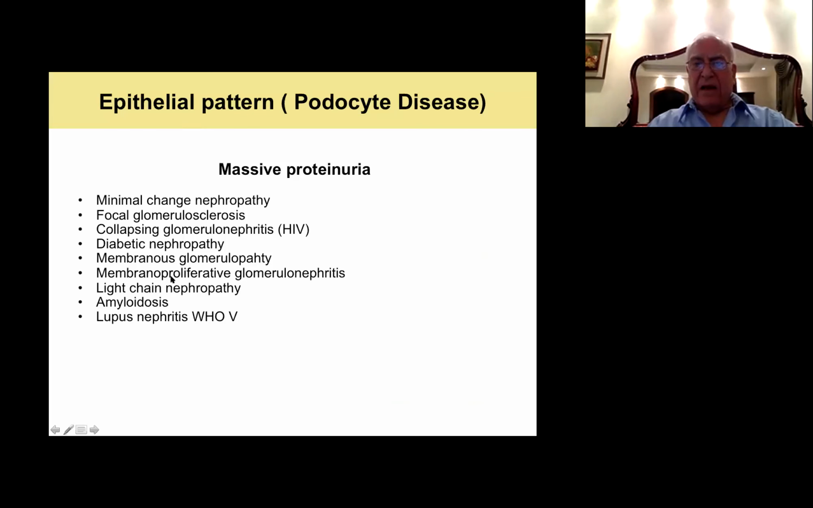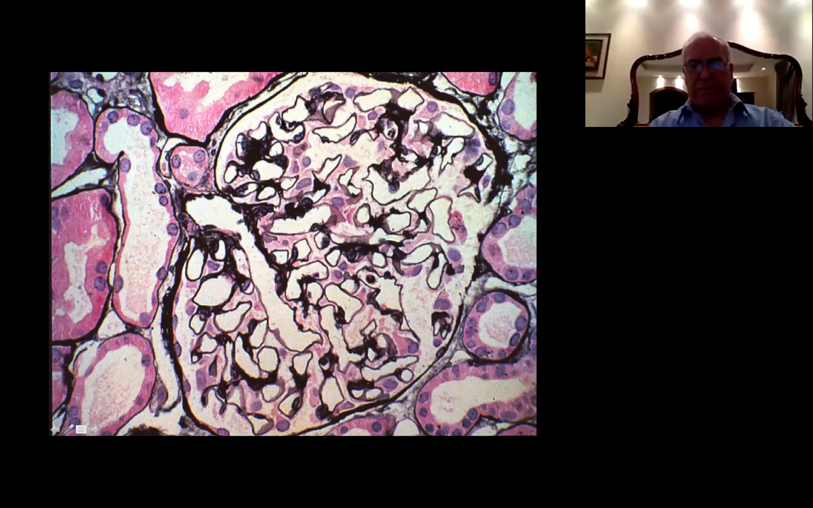This is the light microscopy, a nice, beautiful glomerulus. That's the hilum, capillary loops, mesangial cells are not increased. So this is basically a normal-looking glomerulus. If you have electron microscopy on this, look what you see. This membrane looks fine.